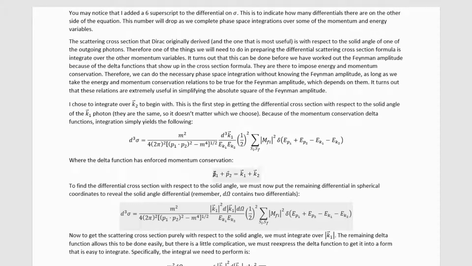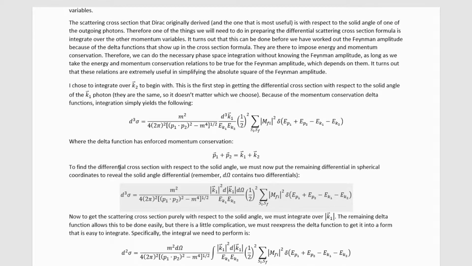The delta function imposes this momentum conservation. To find the differential cross-section with respect to the solid angle, we must now put the remaining differential in spherical coordinates to reveal the solid angle differential. This contains 2 differentials, so we have a total of 3 on this side, even though it looks like we've only got 2 on this side.